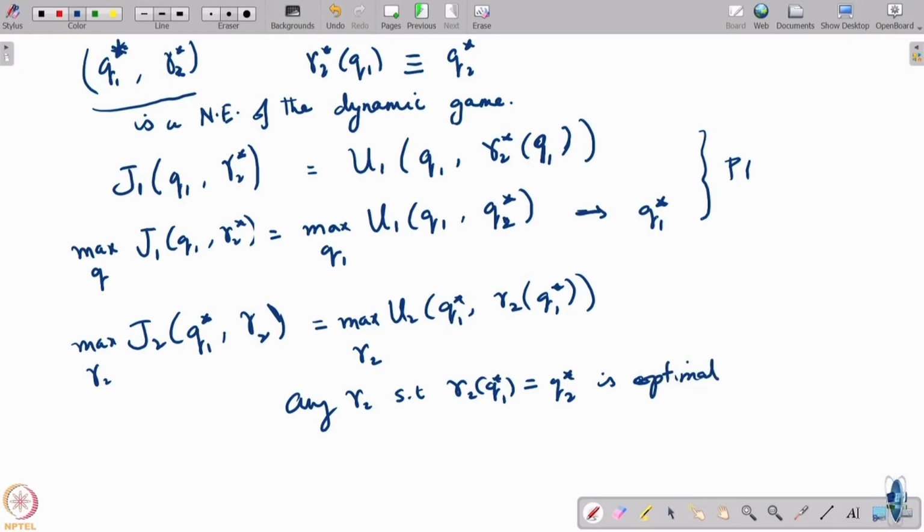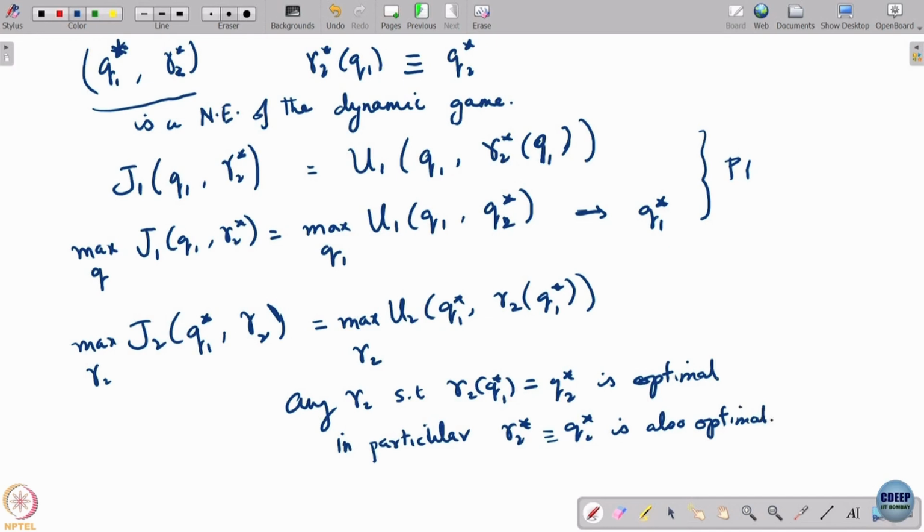So, in particular you can take the constant strategy, which regardless of what the value of q1 is, always takes value q2 star, and that is also a best response. So, in particular gamma 2 star, which is identically equal to q2 star, is also optimal, right. So, this is also optimal.